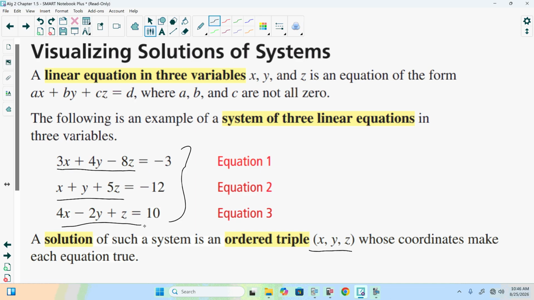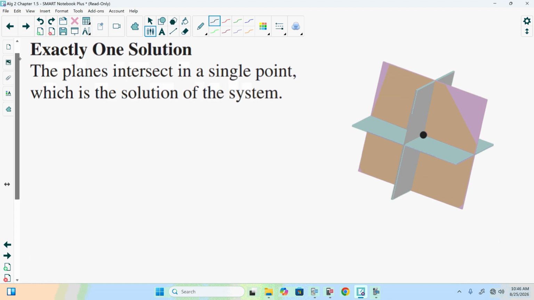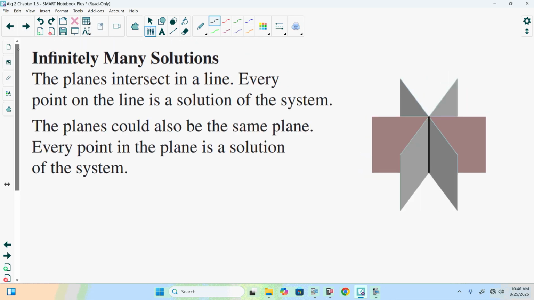Now, there are three main solution types that we can have. One of them is exactly one solution. There is a single point, a single value for x, y, and z that will make all three statements true. Or we have infinitely many solutions. Infinitely many solutions is a line. All the points that lie on this line will make all three equations true. We're going to call that infinitely many.